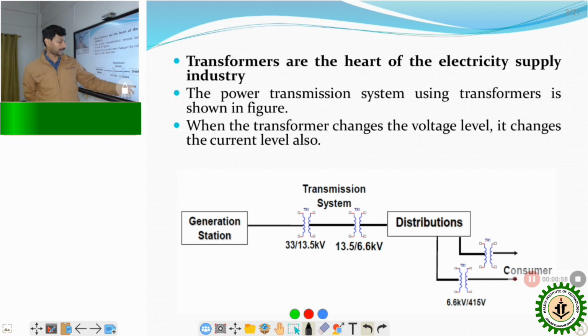So that's why there are two types of transformer. For the consumer, the voltage is stepped down to 440 or 240, and for the industry, generally up to 415 volt. Now, when the transformer changes the voltage level, it also changes the current level.